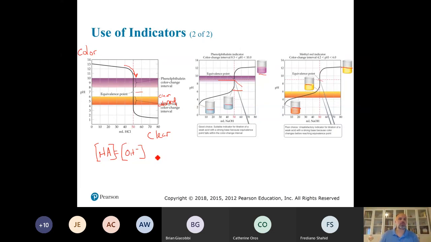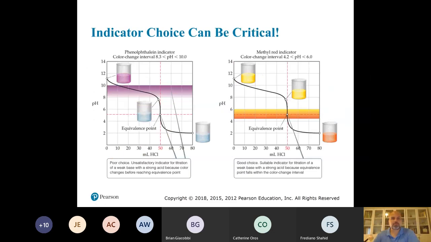So the equivalence point has to do with the equivalent reaction. Basically, you're completely neutralizing, right? So you have your HA reacts with the hydroxide completely.